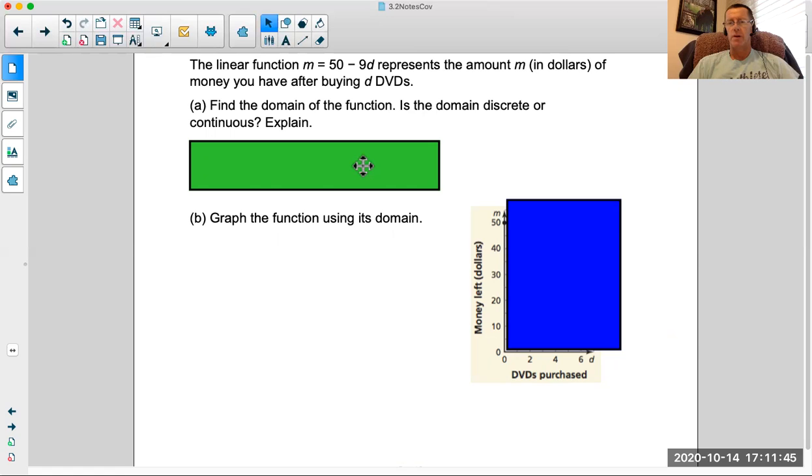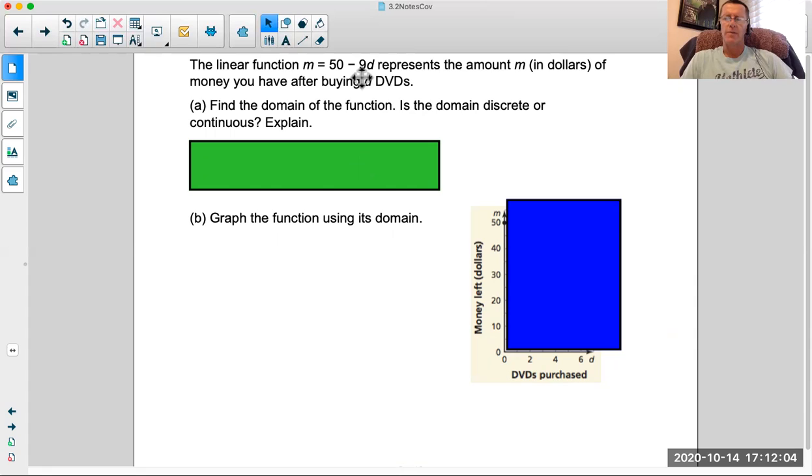So is it going to be discrete or continuous? Discrete, right? Either buy 0, 1, 2, or 3, but then you only have 50 bucks to spend. How many can you buy? Well, you can't spend over 50 bucks, right? So think about it. What would that be?